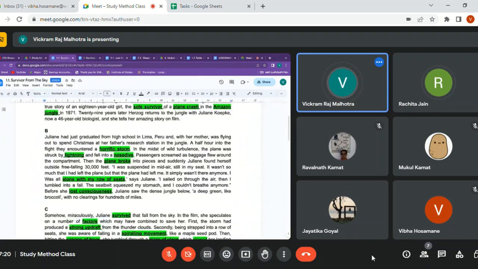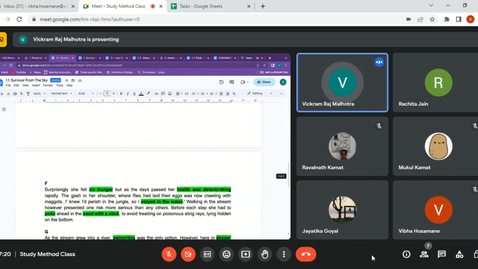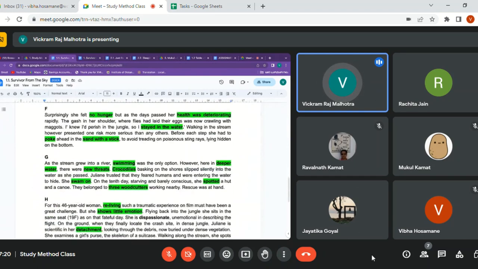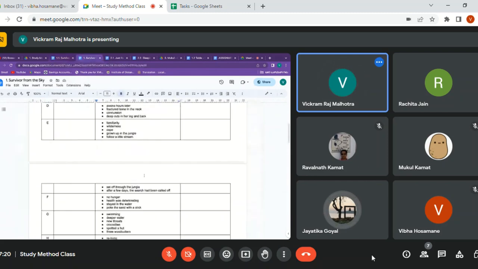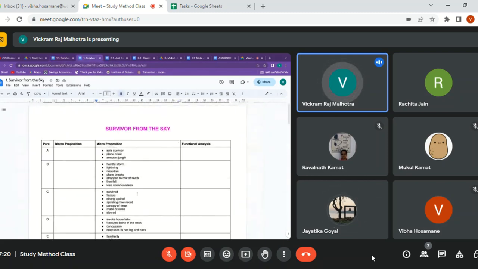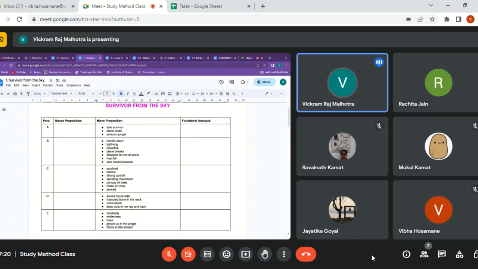You have this. You see it as a clutter of words, and some words are very important which we have highlighted. What you have done next is you highlighted the key words one below the other and classified them into sections A, B, C, D, E, which correspond to the paragraph numbering. Now we are going to do two or three paragraphs.